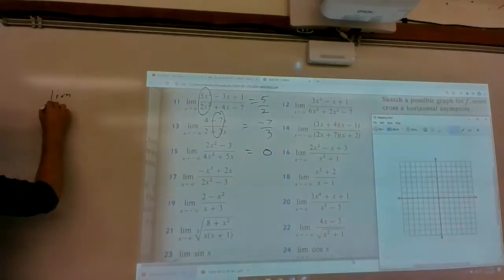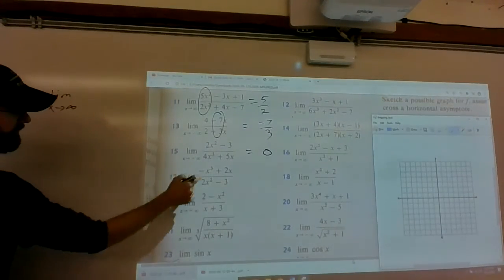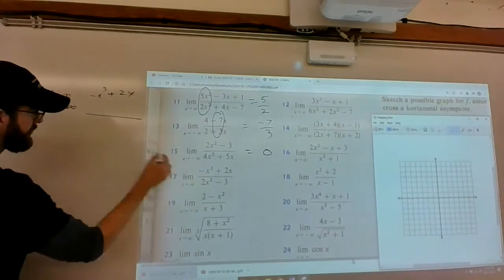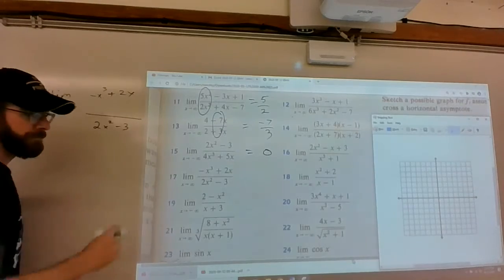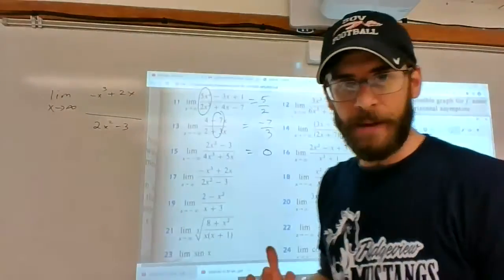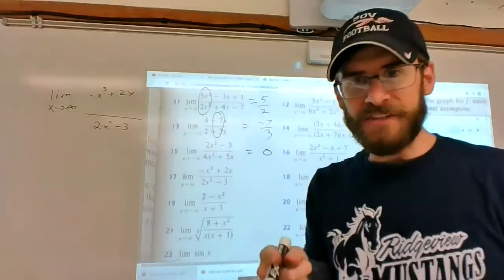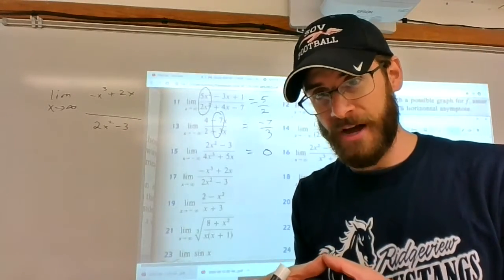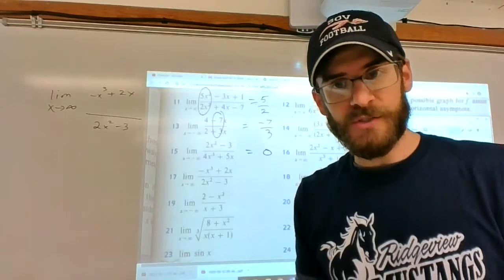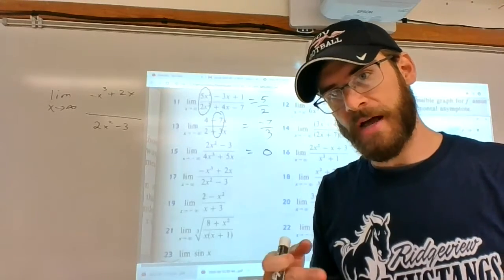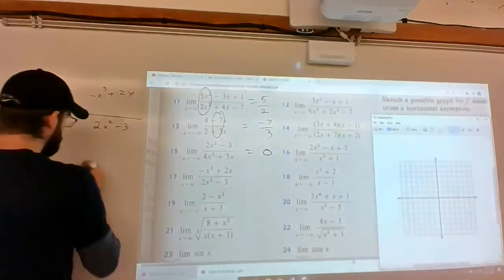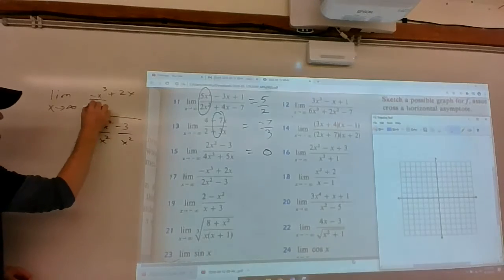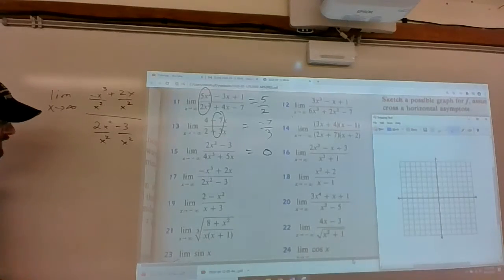So the limit as x approaches infinity of negative x cubed plus 2x all over 2x squared minus 3. Look, I realize the biggest power is on top there, x cubed, but we have to keep it as trying to create a constant on the bottom, because I don't want to zero out the bottom. I'd much rather zero out the top. So I have to divide by the biggest power on the bottom to make this work, which is x squared. What you do to the bottom, you must do to the top.